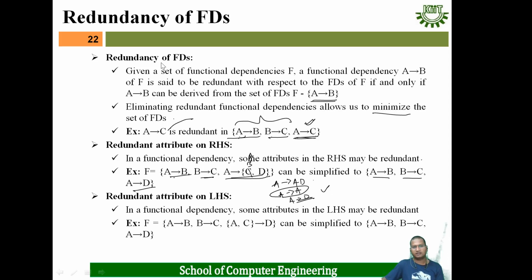Then redundant attribute on LHS. In a functional dependency, some attributes in the LHS may be redundant and can be removed. Suppose A→B, B→C, and AC→D are there; this can be simplified to A→B, B→C, A→D. How? Here AC is present, so you have to check whether any attribute is present on the right hand side, C or B. Yes, C is present, so C can be replaced by B, then B can be replaced by A using the pseudo transitive rule. Then we can say A→D. So A→B and B→C will be there, and AC→D can be replaced as A→D. This is the redundant attribute.